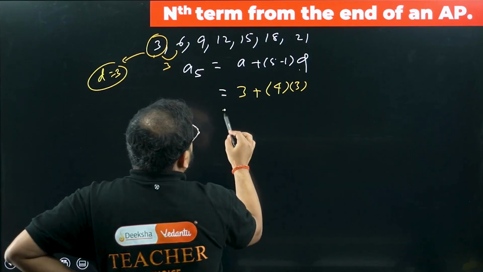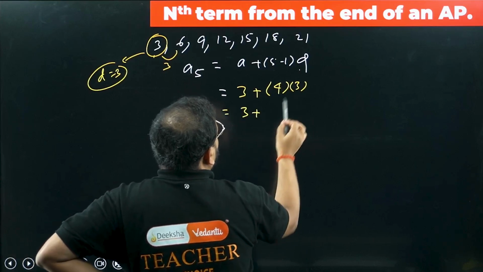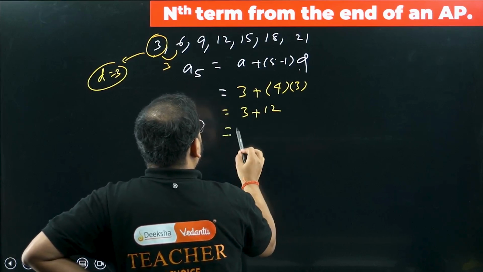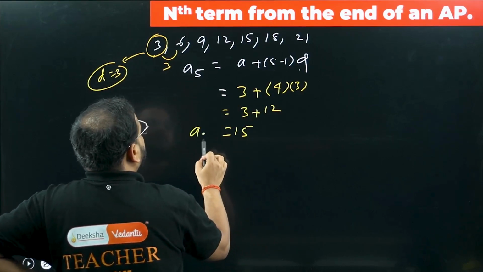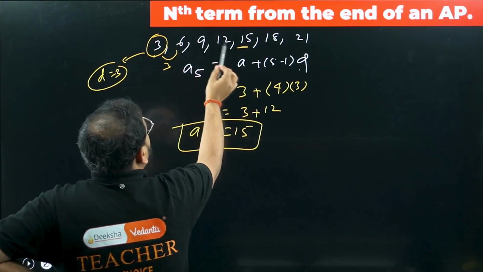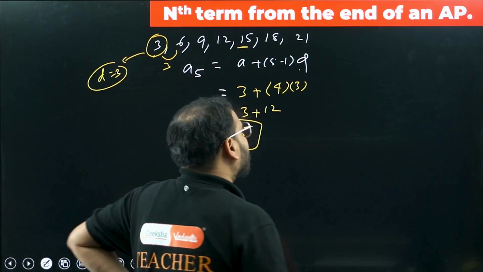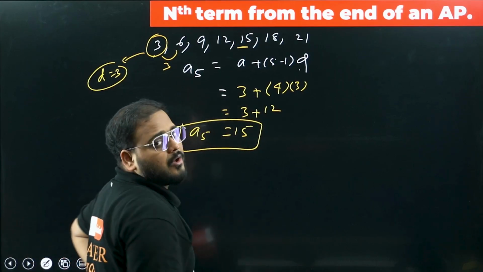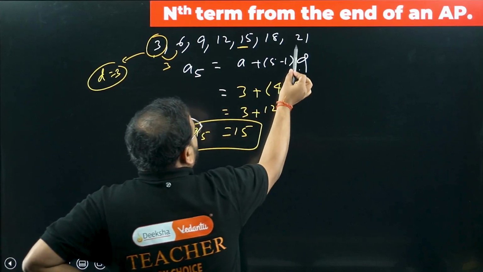So 3 plus 4 times 3, 12. How much is that? 15. So I'm getting the fifth term as 15. Please check, this is over here: 1, 2, 3, 4, 5. This is from the beginning. What about from the end? So what will I write?